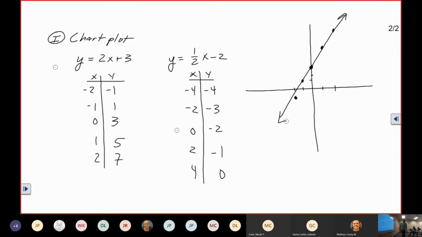And then -4, -4. -2, -3. 0, -2. And you got a line that looks something like that. Okay, everybody should say, yeah, I know how to do that. I remember that back in pre-algebra.